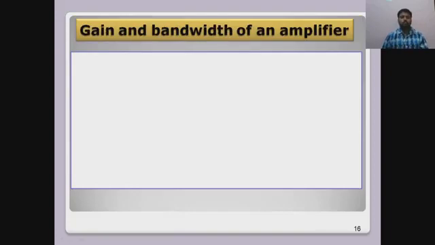And now the gain and bandwidth of an amplifier. So here, till now we have discussed the RC coupled two stage amplifier circuit diagram, the function of each component in the RC coupled two stage amplifier, and the working of the RC coupled two stage amplifier. Now we need to discuss the frequency response of the RC coupled amplifier. So before going to the frequency response, we must know the gain and bandwidth of an amplifier, which we have discussed already in the previous class.